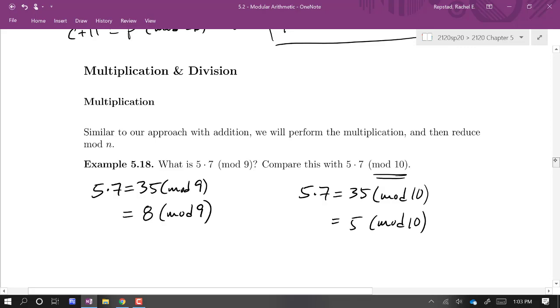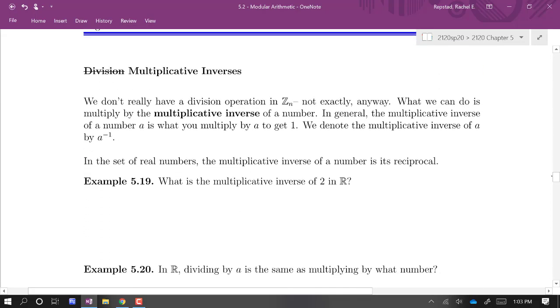To talk about division, the first thing we need to understand is that we don't really have division. What we do have are multiplicative inverses. And having a multiplicative inverse is kind of like having division, but what we have to understand is that multiplicative inverses don't always exist. So division isn't really a well-defined operation in Zn because you can't always do the division. Sometimes you can, and we're going to talk about when you can do that and how to figure it out.